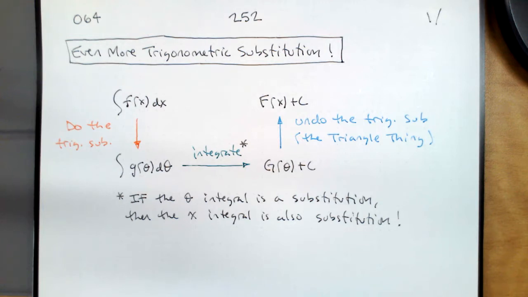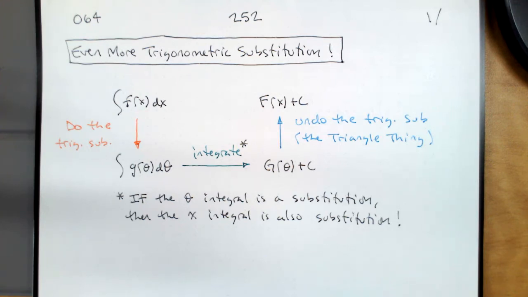We've been spending some time deciding on what products of powers of trig functions can be done with substitution. We want to be able to recognize these because when we get to the theta integral, if there's a substitution in the theta integral, then there was a substitution in the x integral. So we stop, go back and get the substitution in the x integral. That's the point that we want to make today.